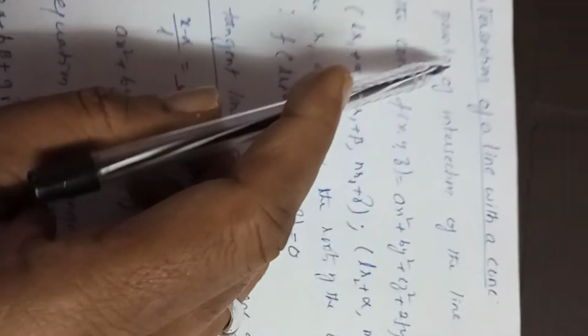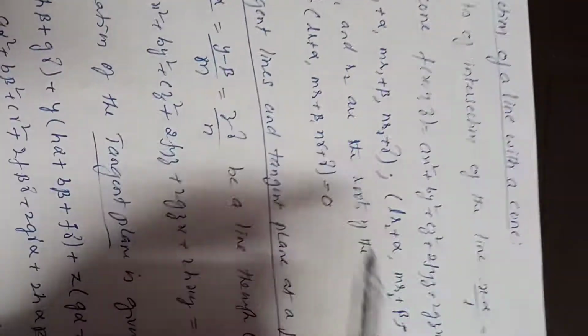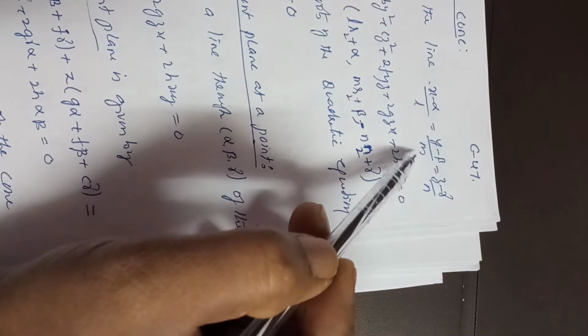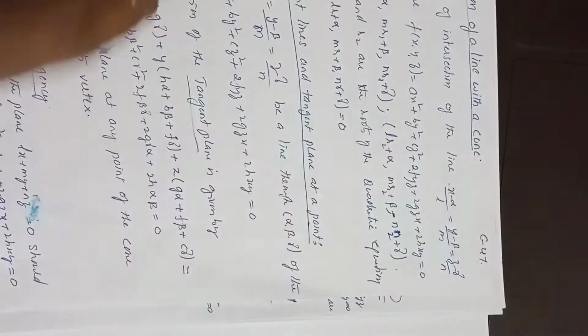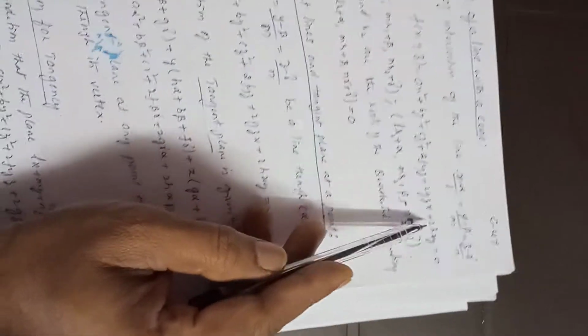Good morning, students. Now, these are the formulas for the intersection of a line with a cone. The points of intersection of the line (x minus alpha)/l = (y minus beta)/m = (z minus gamma)/n, and the cone f(x, y, z) = 0, this is a standard equation of a cone, ax² + by² + cz² + 2fyz + 2gzx + 2hxy = 0.